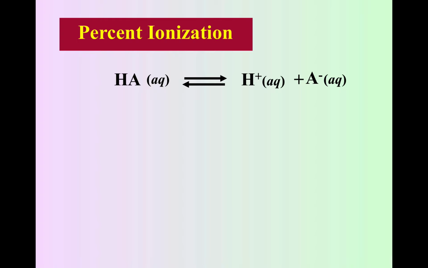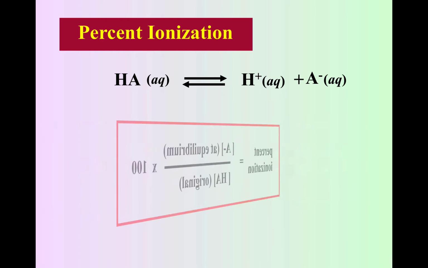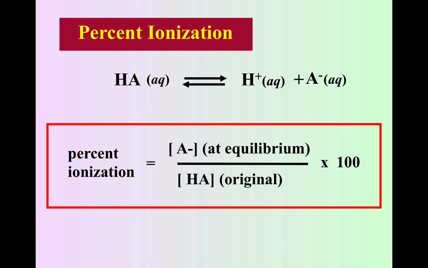All right, percent ionization is just another way of showing how strong a weak acid is. The way you calculate the percent ionization is you take the equilibrium concentration of the conjugate base and divide it by the original concentration of the weak acid, multiply by 100, and you get how much this weak acid ionized.